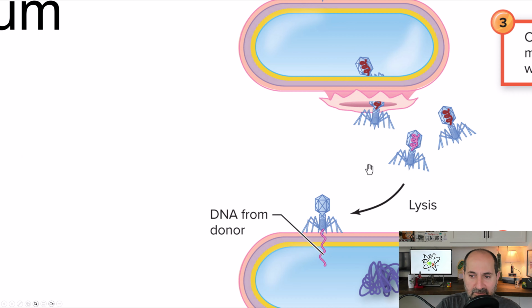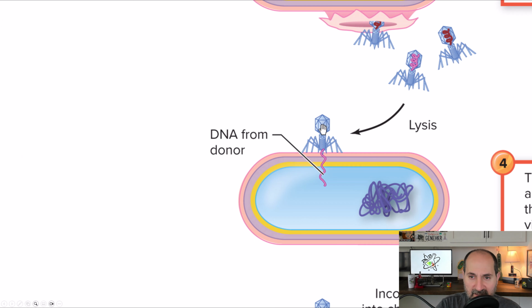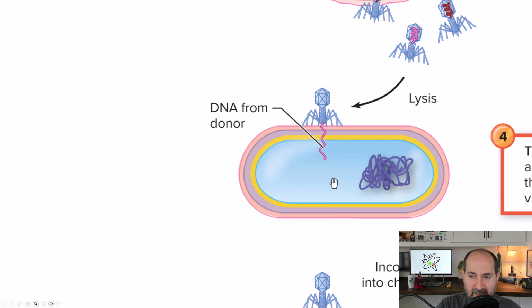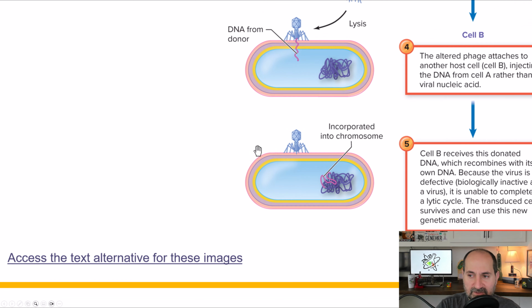And then when that virus injects its DNA into a new host, remember this is just DNA from the donor chromosome. This is not real viral DNA. And if there's a recombination that occurs, now you have incorporation into the genome of the chromosome of this bacterium, and you have a recombinant cell formed. So this is known as transduction.